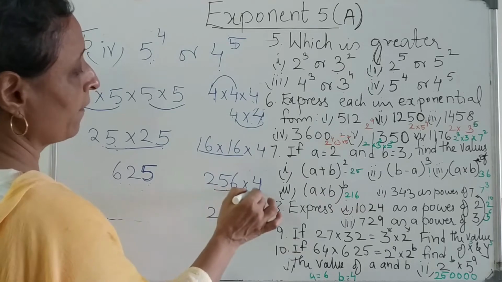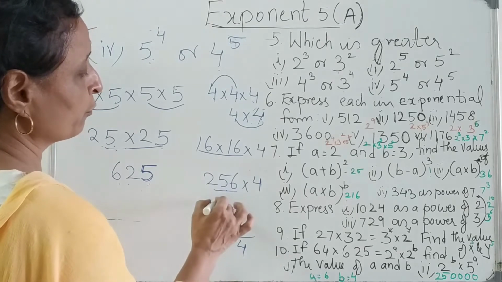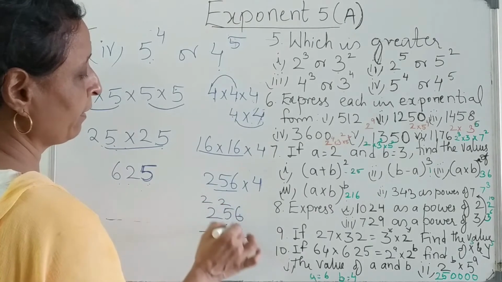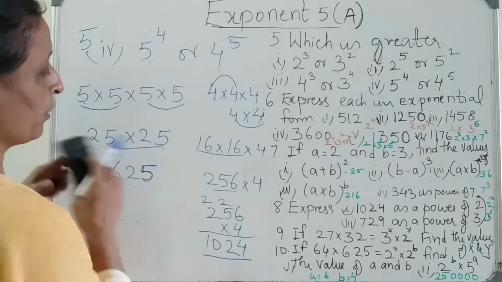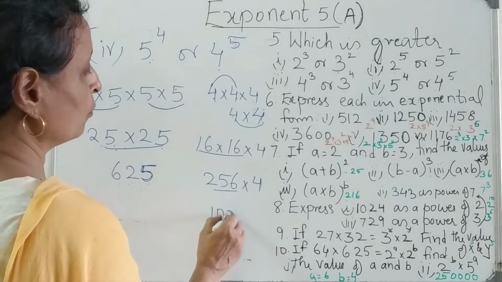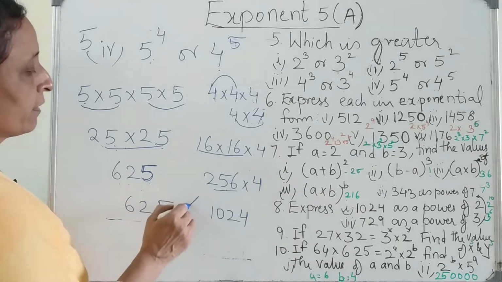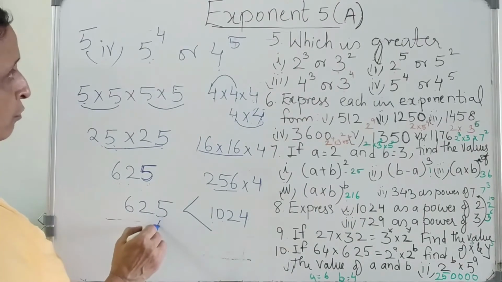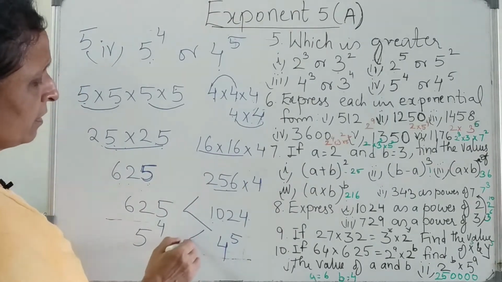Now you multiply this 256 into 4. 6 4s are 24, 2 carry. 5 4s are 20, plus 2 is 22, 2 carry. 2 4s are 8, plus 2 is 10. So 1024. When you multiply 256 into 4, it is 1024. Now the other value you have got is 625. Which is greater? Naturally 1024 is greater. So between 5 raised to 4 and 4 raised to 5, 4 raised to 5 is greater.